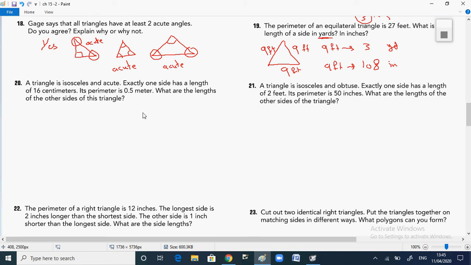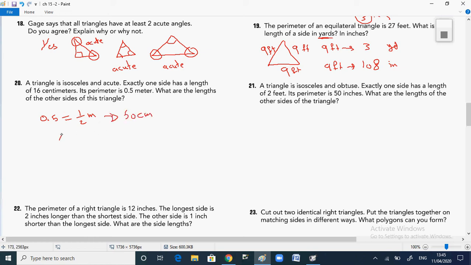Question number 20. A triangle is isosceles and acute. Exactly one side has a length of 16. Its perimeter is 0.5 meter. 0.5 meter, that means half a meter. That means 50 centimeters.